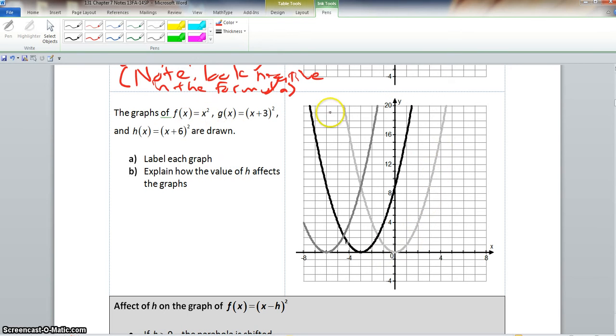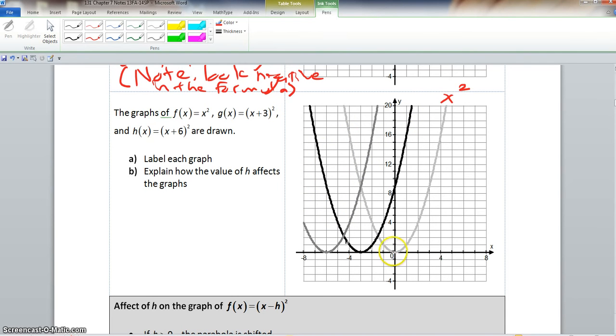But this time, instead of writing f of x, g of x, and h of x, I want you to write what they're actually equal to. So this light gray parabola here, we know would be x squared. Now we have to look at this black parabola and a dark gray parabola. Okay, now the black parabola.